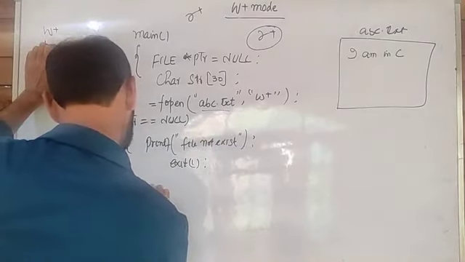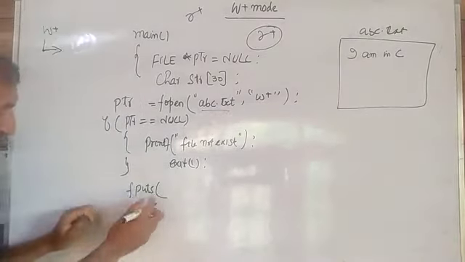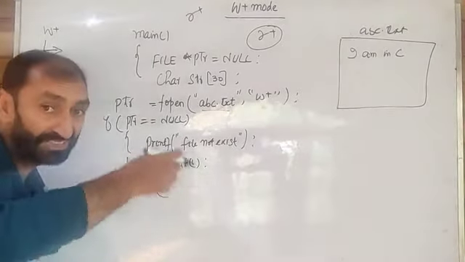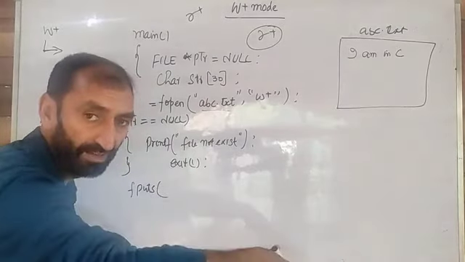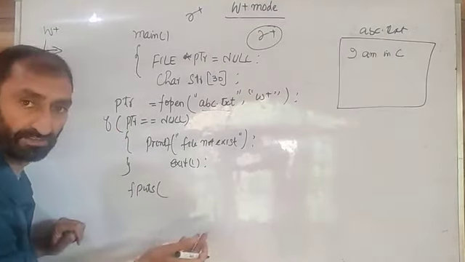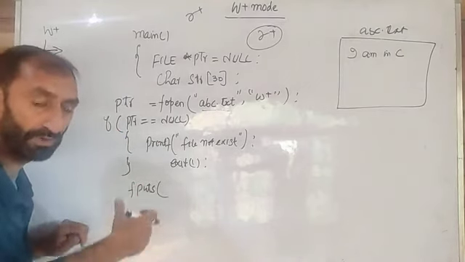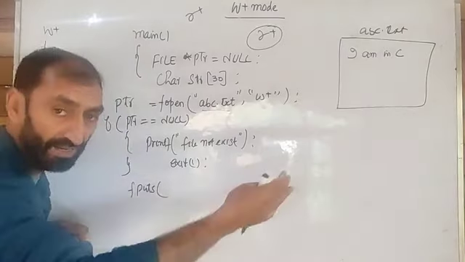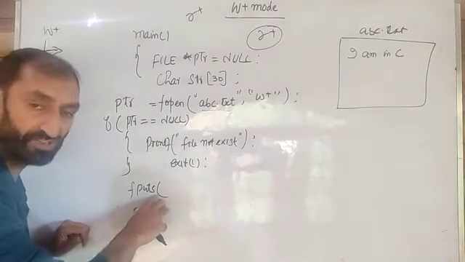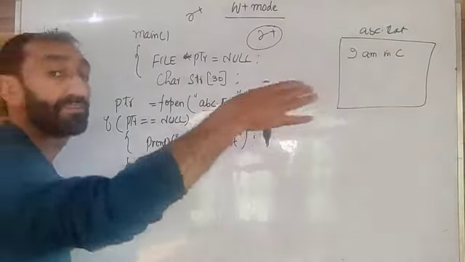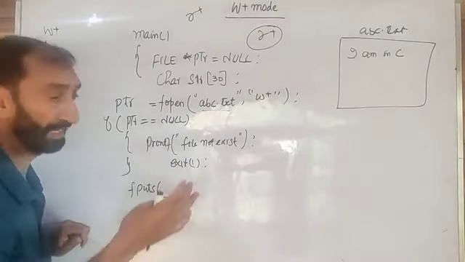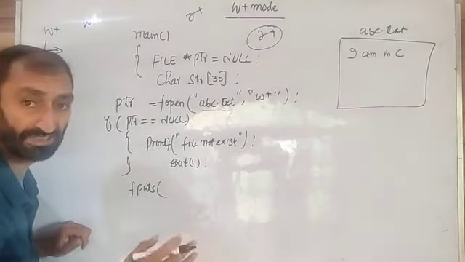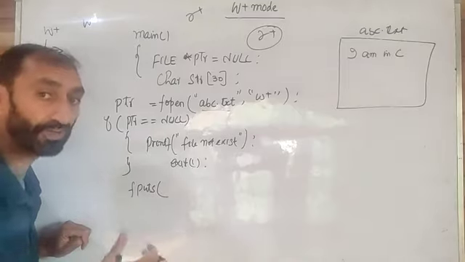For example, fputs. We know that fputs is a file function which is used to write a string into the file, more than one character. If we want to add a string to a file, at that time we use the fputs function, which we have already discussed in the previous videos in W mode. We can use three different file functions to write into the file.